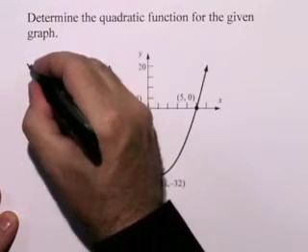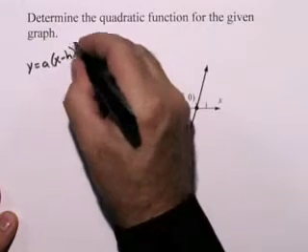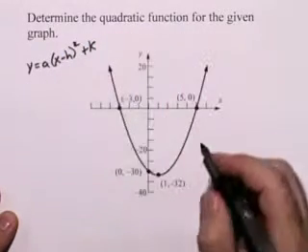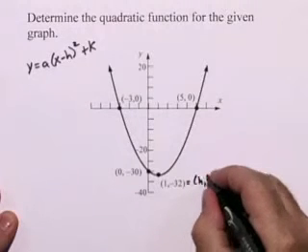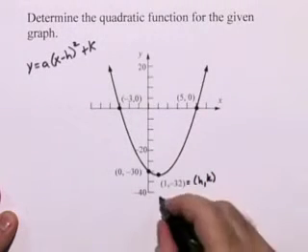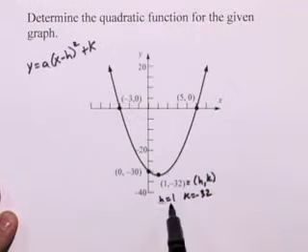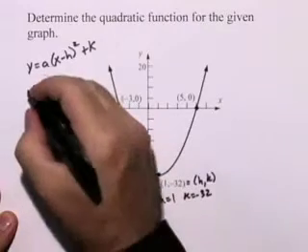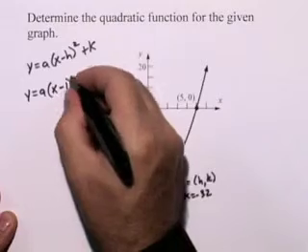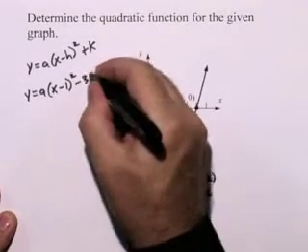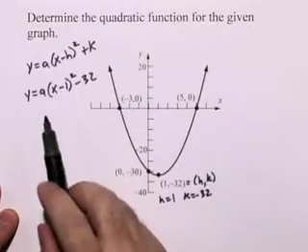I'm going to start by considering our vertex form, y equals a times (x minus h) quantity squared plus k. And remember that our vertex is given by (h, k), so we know that h is equal to 1 and k is equal to -32. So we can plug those values into our general form, and get y is equal to a times (x minus 1) quantity squared minus 32. That just leaves us with determining a to complete our quadratic function.